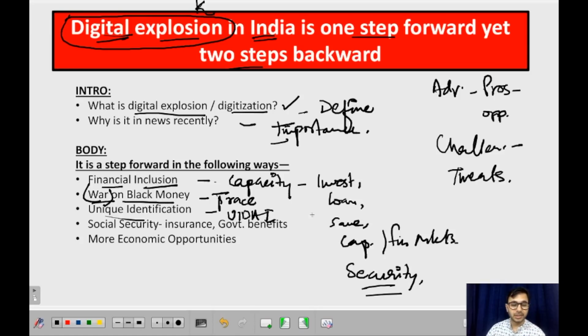UIDAI is the perfect example of how digitalization has brought unique identification to the Indian people, to the doors of the Indian people.